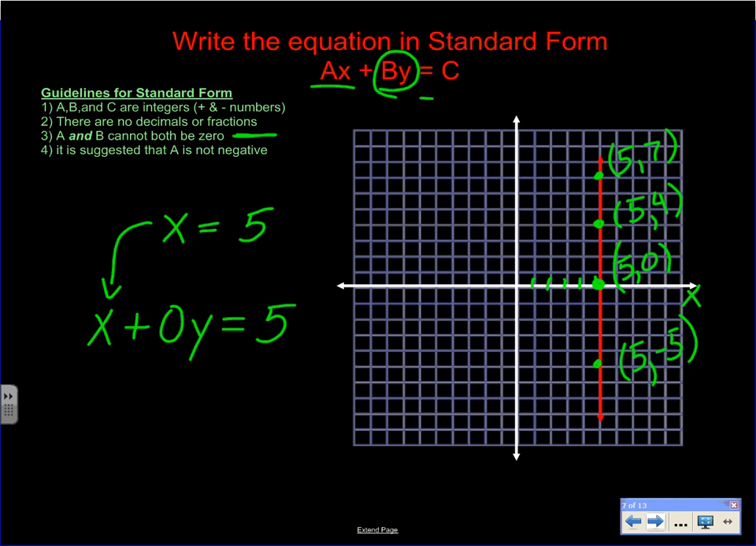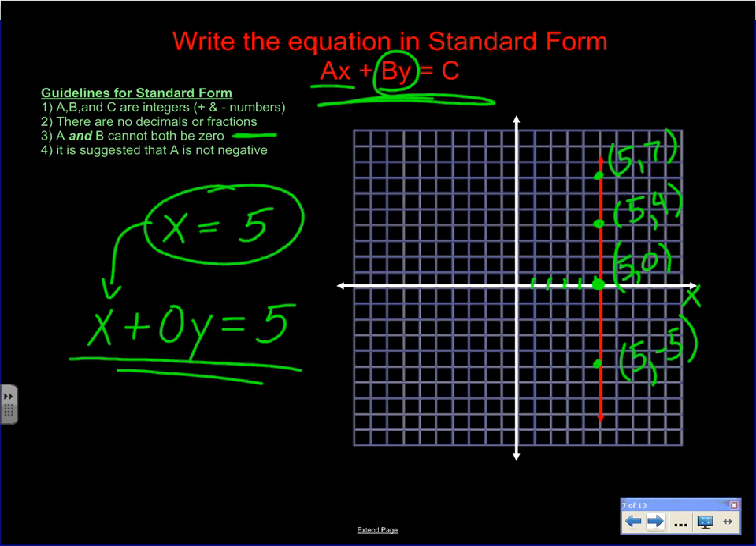And now this is starting to look more like standard form. A is 1, B is 0, and C is 5. But we don't want to leave the equation like this. We want to simplify and clean it up a little bit. And that's the reason why we leave it as x is equal to 5. Because we know that 0 times y is 0, and x plus 0 is x. So x equals 5 is the equation for this red line on the graph in standard form.